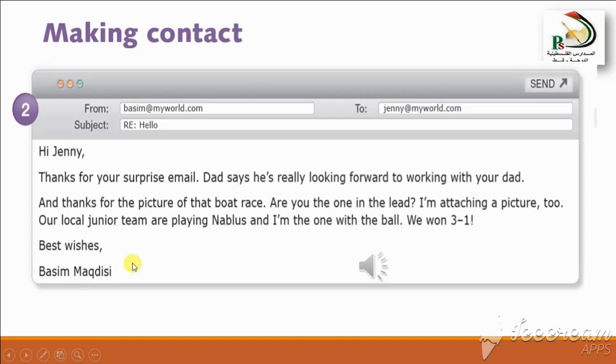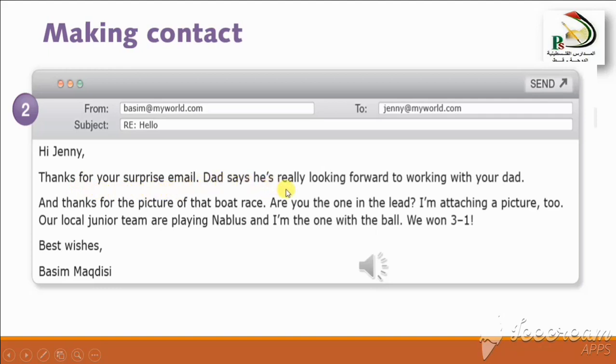In this letter, you will find out that Basim Makdisi, being in Palestine, is surprised. He is shocked because he was not expecting an email from Jenny. Jenny is somewhere else and Basim is somewhere else. So that's why he said, thanks for your surprise email, because he wasn't expecting it at all.